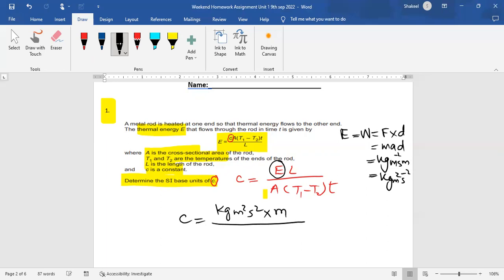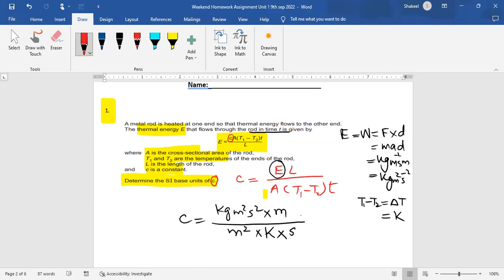A is area, which is meter square, and T1 minus T2. So T1 minus T2 is actually change in temperature. And you know that change in temperature's unit is Kelvin, so it is Kelvin. Right? We have to write it here, Kelvin. And then what is small t? Small t is the time. It is the time. So it's second.